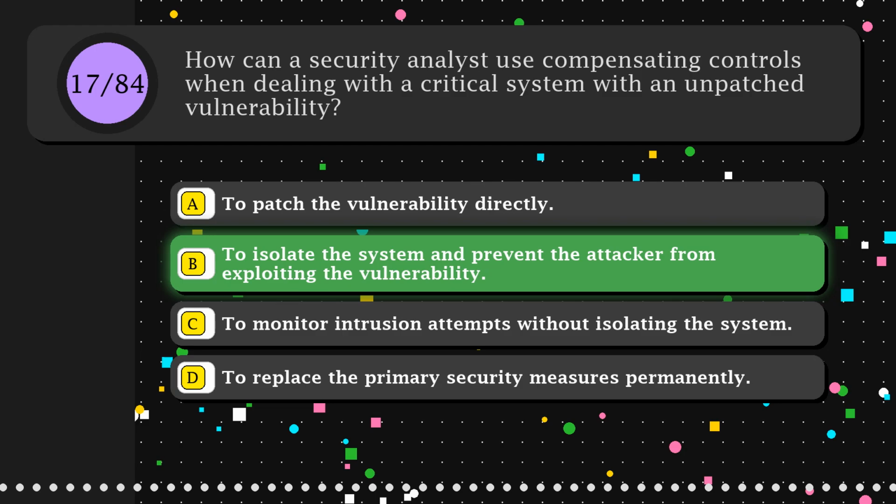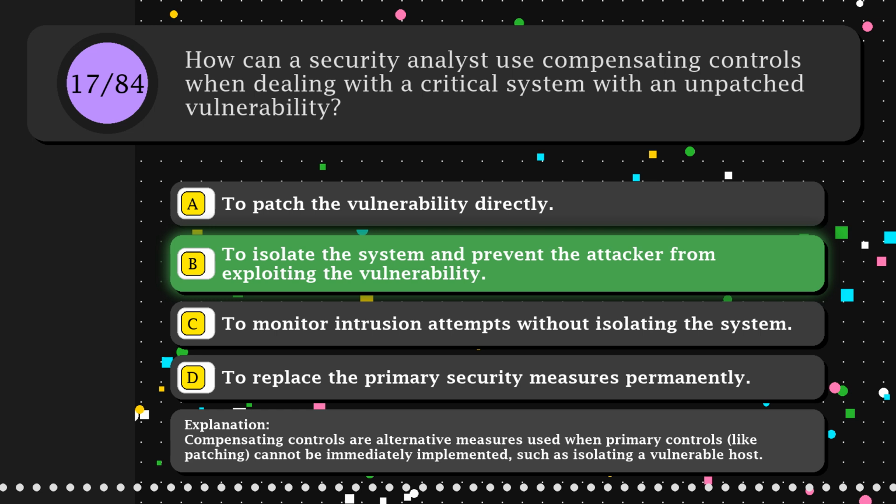The correct answer is option B, to isolate the system and prevent the attacker from exploiting the vulnerability. Compensating controls are alternative measures used when primary controls, like patching, cannot be immediately implemented, such as isolating a vulnerable host.